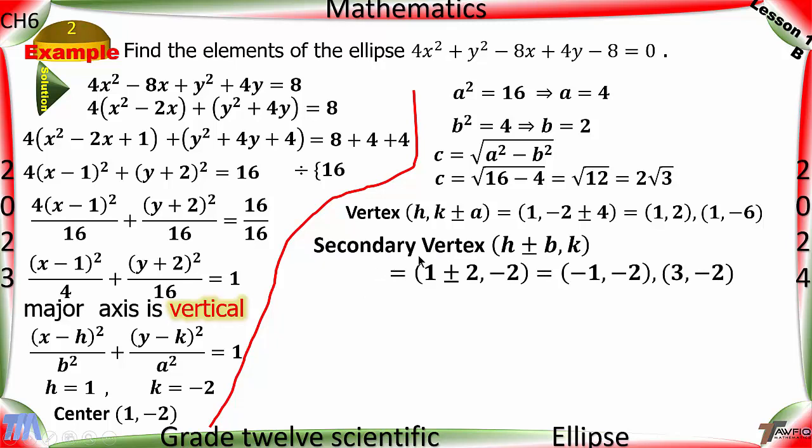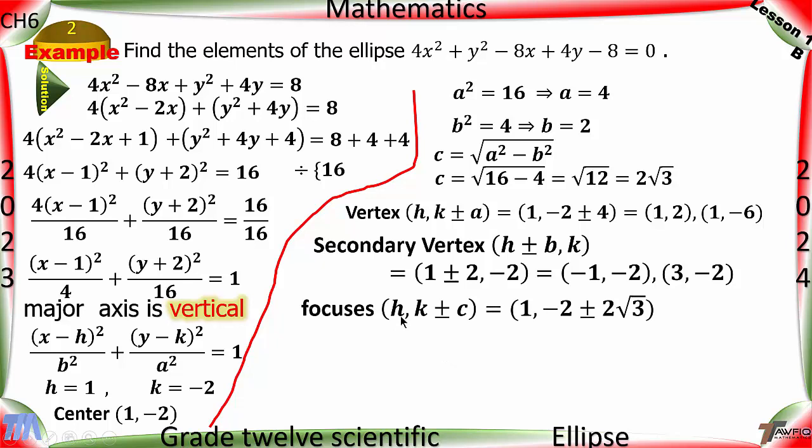And the secondary vertex is (h plus or minus b, k). h is 1 plus or minus b, which is 2, and k is minus 2. Simplifying, 1 plus 2 is 3, so (3, minus 2). 1 minus 2 is minus 1, so (minus 1, minus 2).